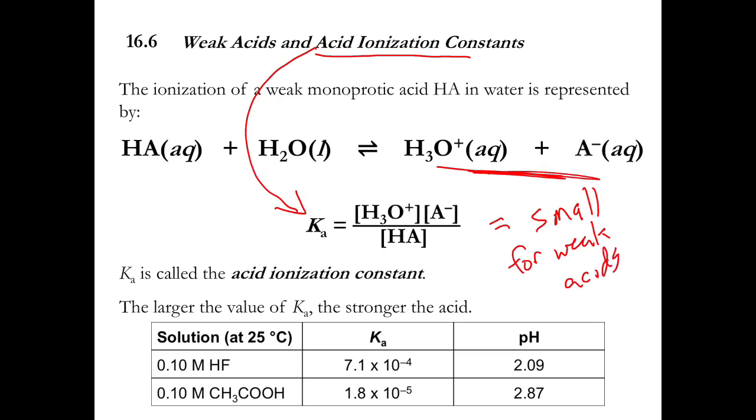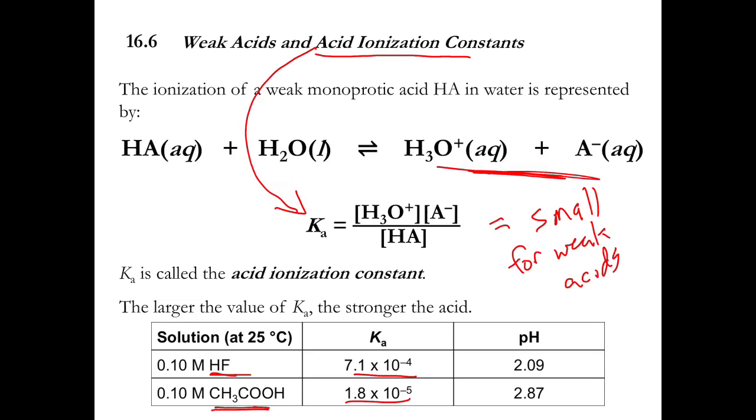So you can see a couple of examples of Kas of common weak acids. CH3COOH, that's acetic acid, the acid that we have in solutions of vinegar. And then HF, the only one out of the halogen-based acids that's a weak acid. You can see their Ka values are both really small numbers.